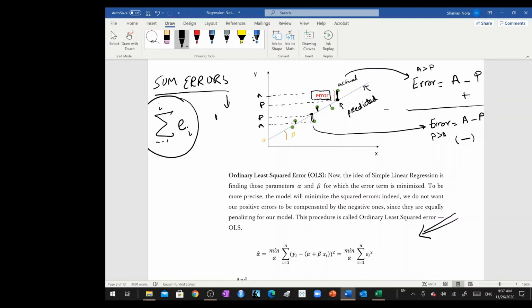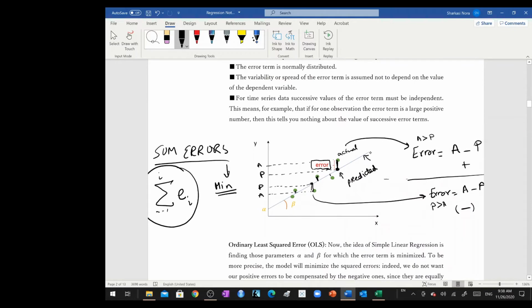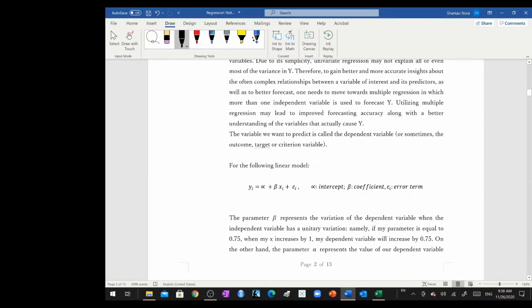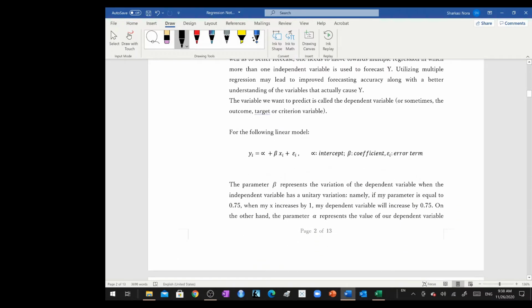The sum of errors is basically something we want to minimize. As we covered in class in different models, it's a minimization problem. A minimization problem for what? To find the best line. How do we find the best line? The best line is basically for linear regression.